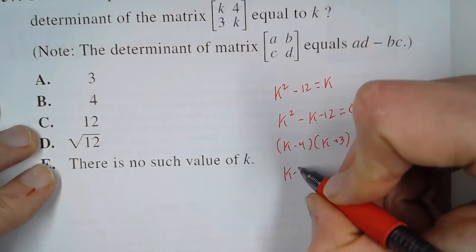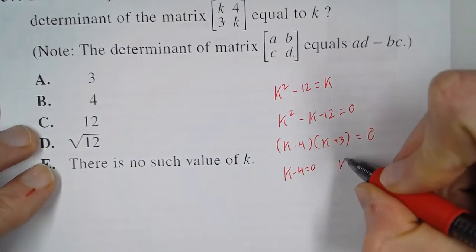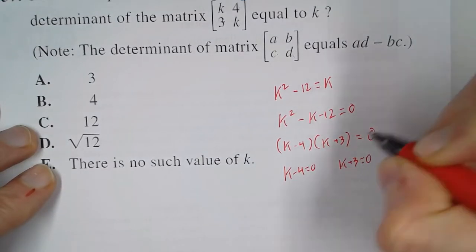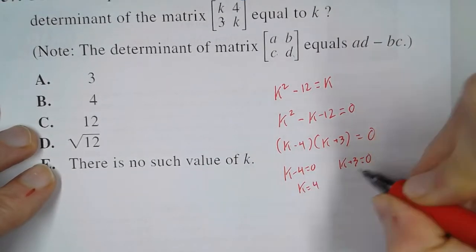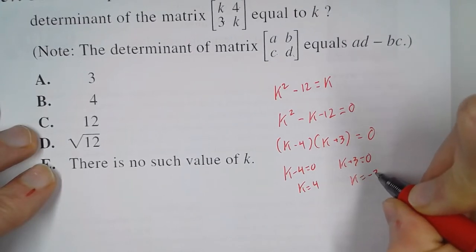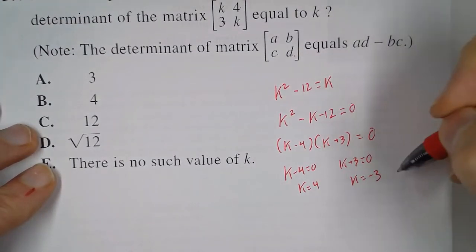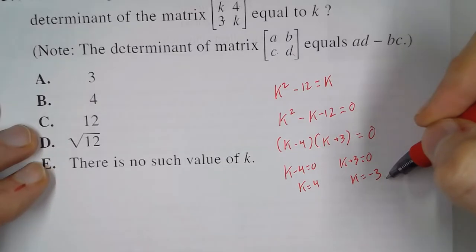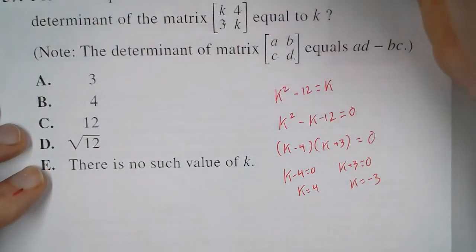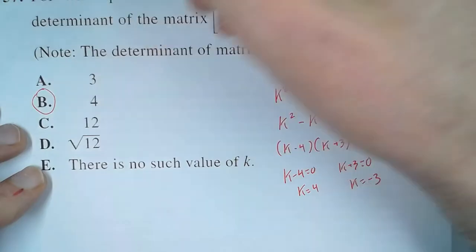So I set k minus 4 equal to 0, and k plus 3 equal to 0. So that means k equals 4, and k equals negative 3. Well, negative 3 is not one of the answers that I see here, but 4 does work.